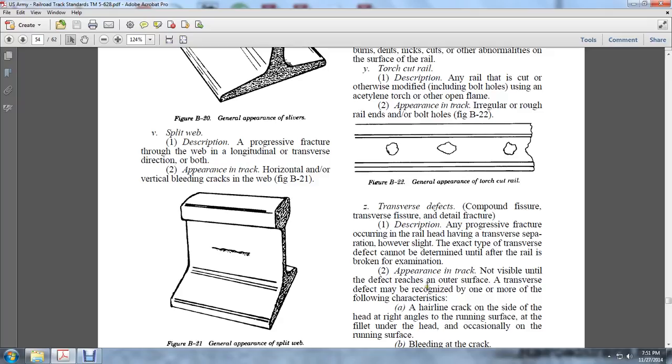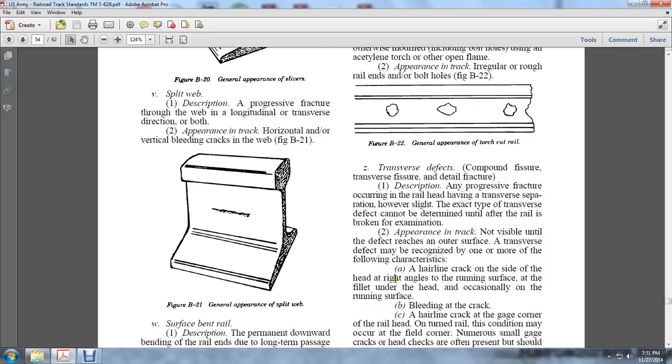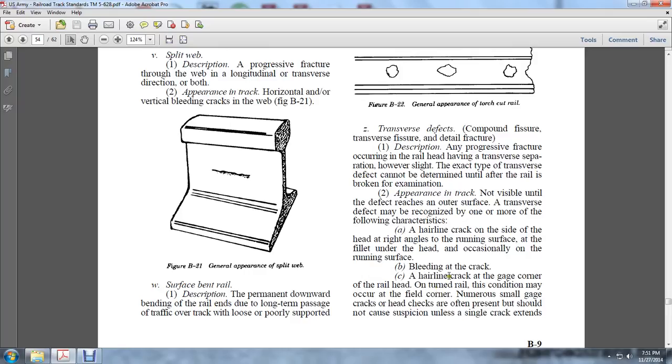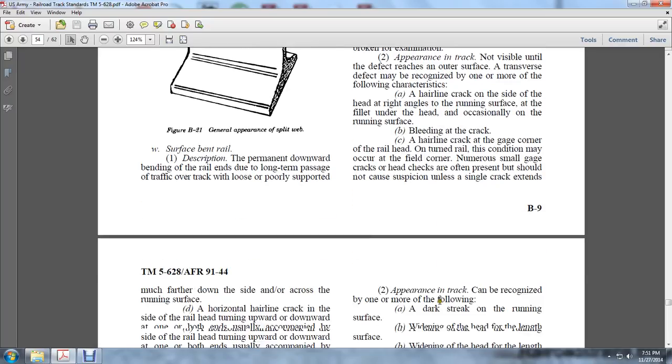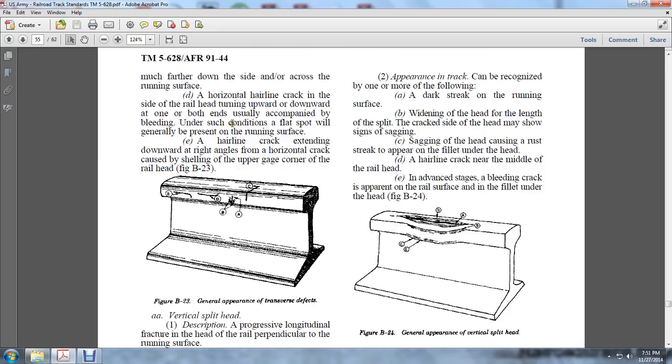The transverse defect may be recognized by one or more of the following characteristics: a hairline crack on the side of the head at right angles to the running surface, at the fillet under the head, occasionally on the running surface. Bleeding at the crack, or a hairline crack at the gauge corner of the rail head or turn rail. This condition may occur with the field corner. Numerous small gauge cracks or head check cracks may be present but should not cause suspicion unless a single crack extends much farther down the side or across the running surface.